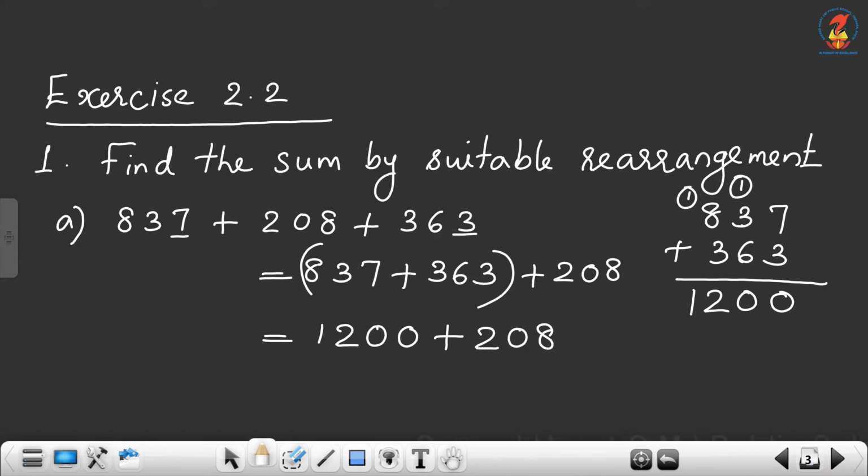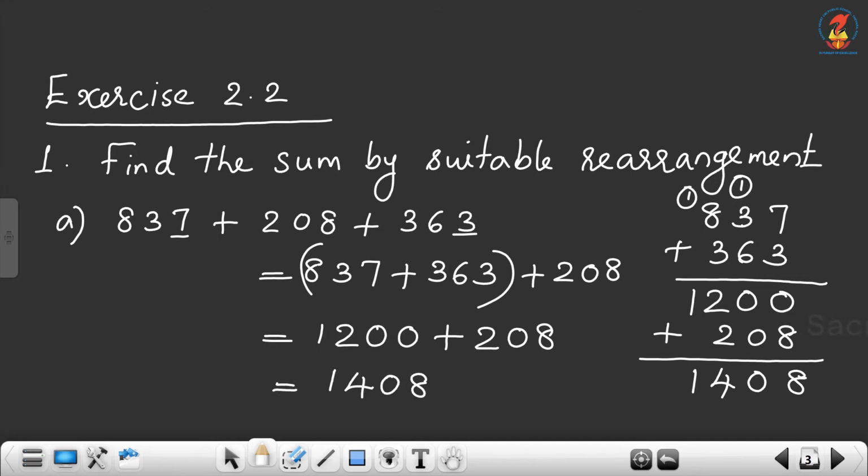208. Now look at the last two digits, they are zeros. Then it is easy to add these two numbers. So 1200 plus 208. Now add it. 8 plus 0, 8, then again 0, 2 plus 2, 4, and here 1. So the sum equals 1408. Or you can add the last digits, 8 plus 0, then 0 plus 0, then 2 plus 2, 4, then 1. You can add in that way, or you can write it and add it there.